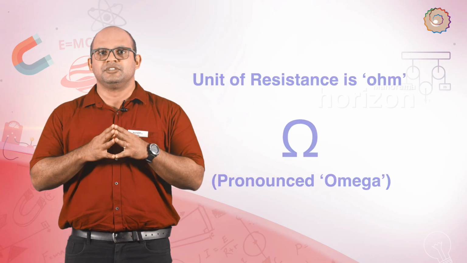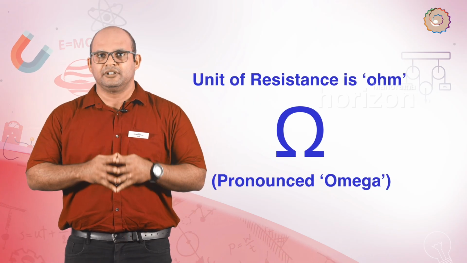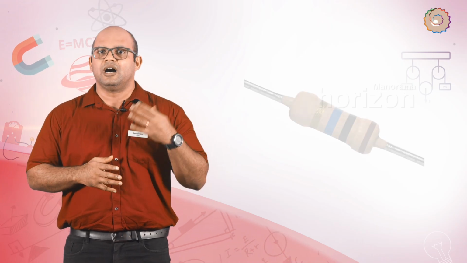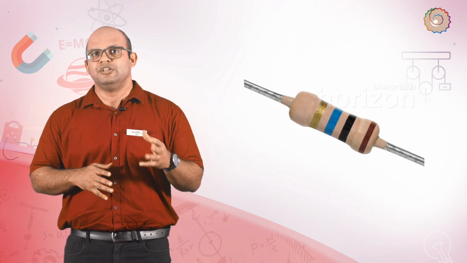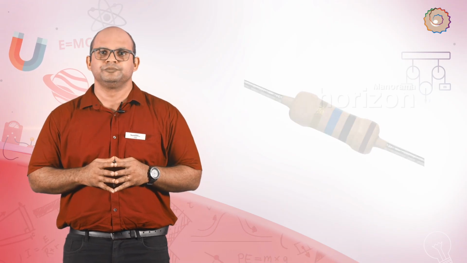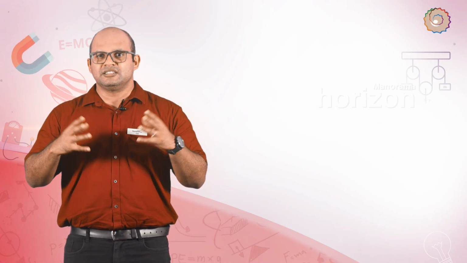The unit of electrical resistance, ohm, is denoted by the Greek letter capital omega. Mathematically, 1 ohm is equal to 1 volt divided by 1 ampere. Conductors having a relatively high amount of resistance are called resistors and are used in circuits to control the amount of current in them. Let us understand this concept a bit more using a simple numerical problem.